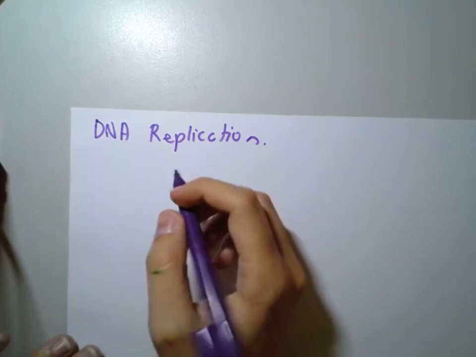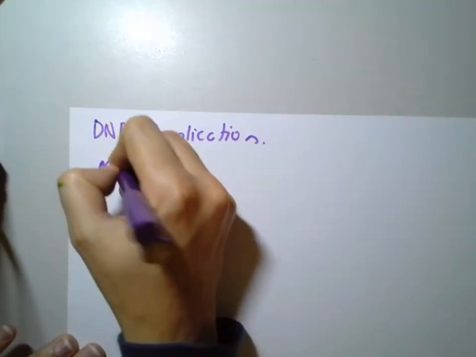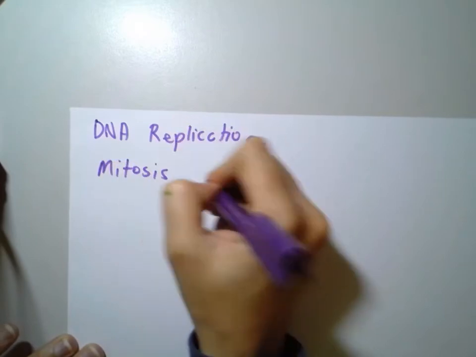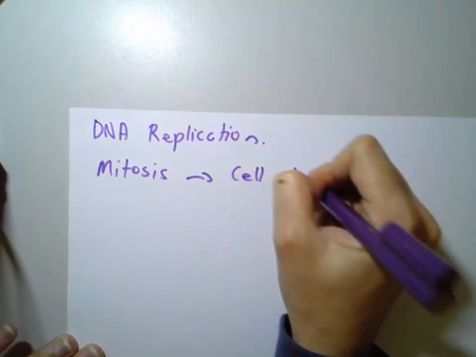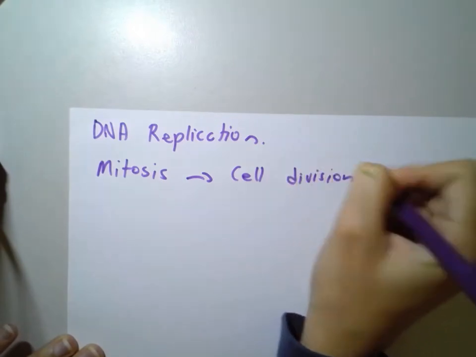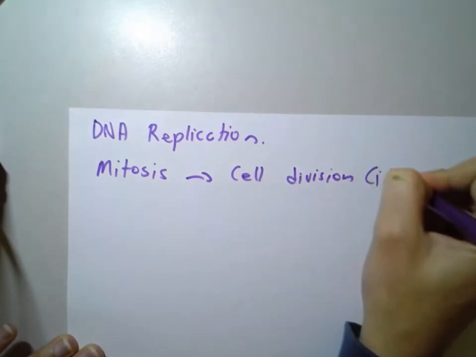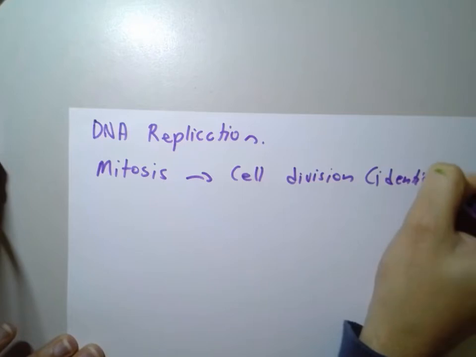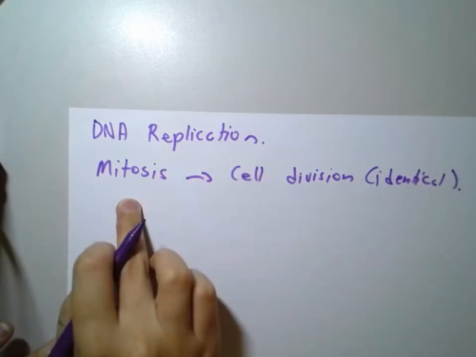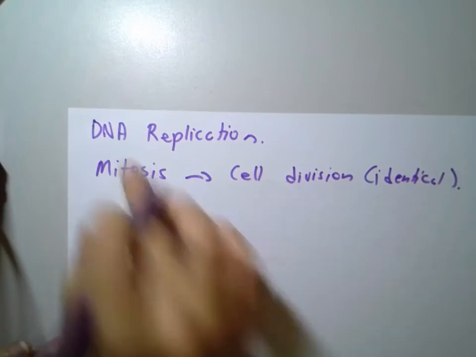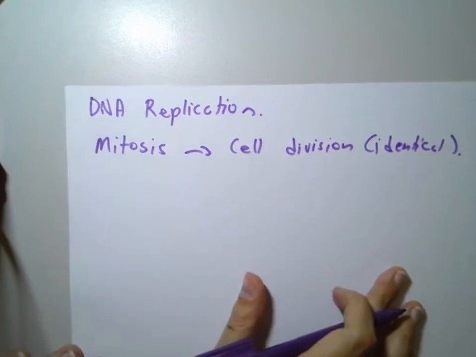Why is this important? Well, because of mitosis. Mitosis in a nutshell is just cell division. And it is identical. Okay? But the foundation of mitosis for identical cell division is DNA replication. So what is DNA replication?